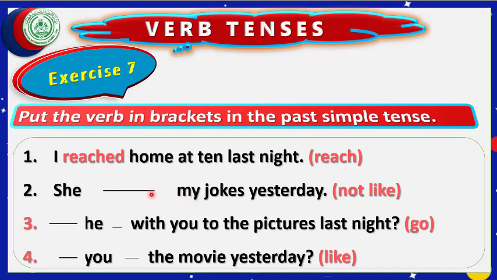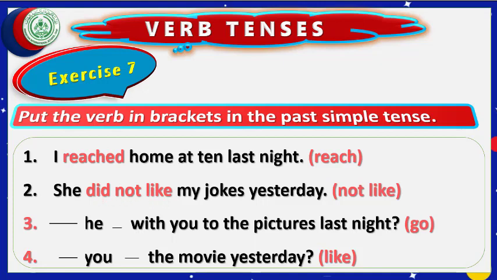If we complete this sentence by writing a positive sentence, it will become, she liked my jokes yesterday. But when we shall change it into negative, it will become, she did not like my jokes yesterday. We shall complete it now. She did not like my jokes yesterday. I think you know now why it is written here like, not liked, because we have written here did not.